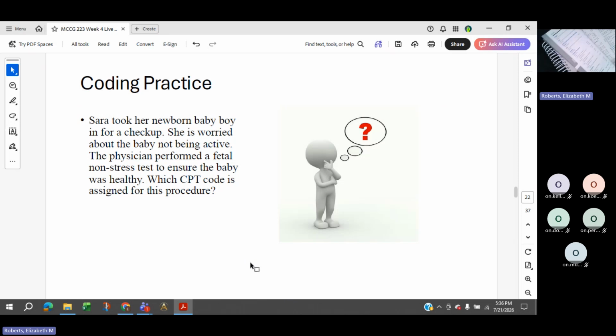So we could probably look for it a couple different ways. I'm going to see if we can find it under non-stress test, because it is a stress test, but it's like the opposite of a stress test. Non-stress test, fetal. Oh yeah, that was too easy. These are a little easy. So yeah, you're right. On page 1249, we have non-stress test, comma, fetal. 59025. I want to see if we can find it under stress test too.